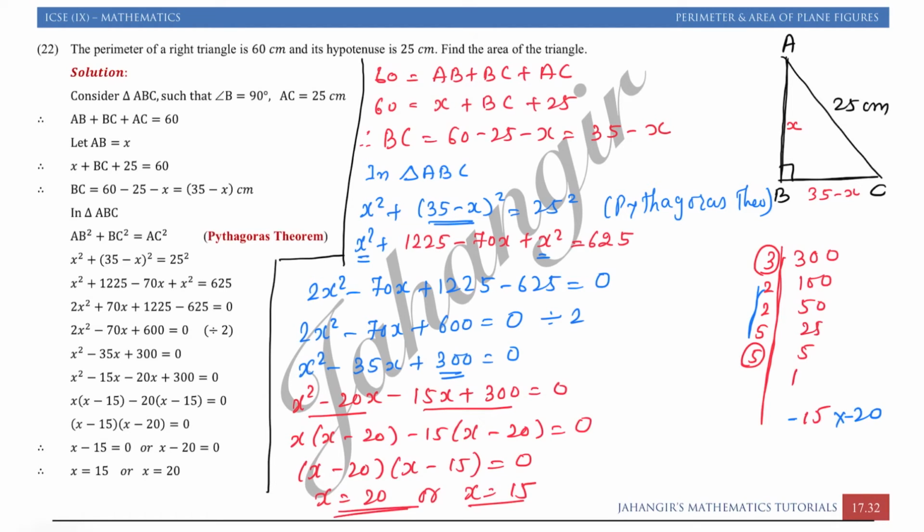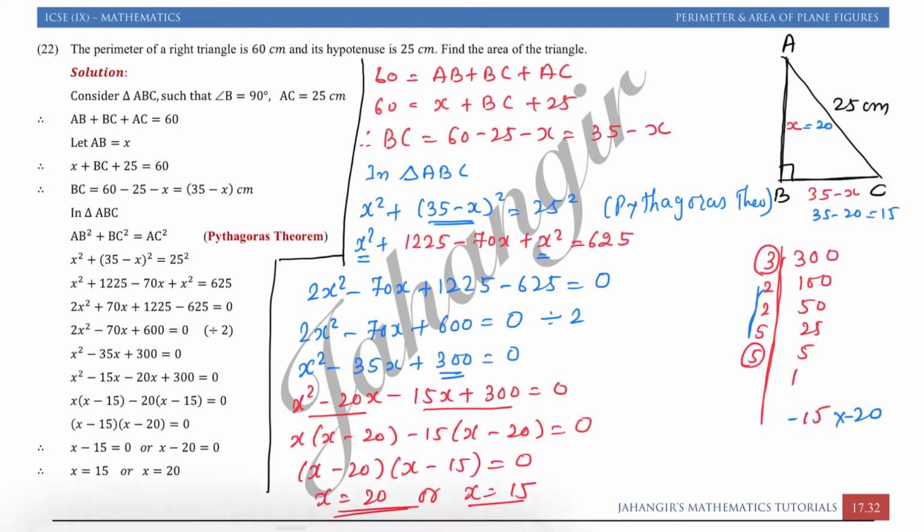Once you get this value, we can say if AB is 20, if you see it on the diagram, then BC will become 35 minus 20, that is 15. Or if you are taking x as 15, then the base will become 20. So it's of no difference. If you are taking 20 or 15, again the answer you are getting is the same.